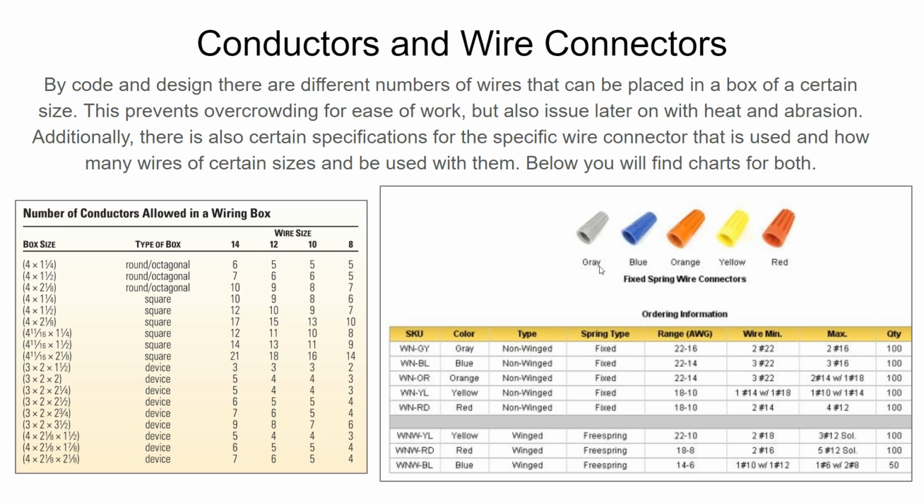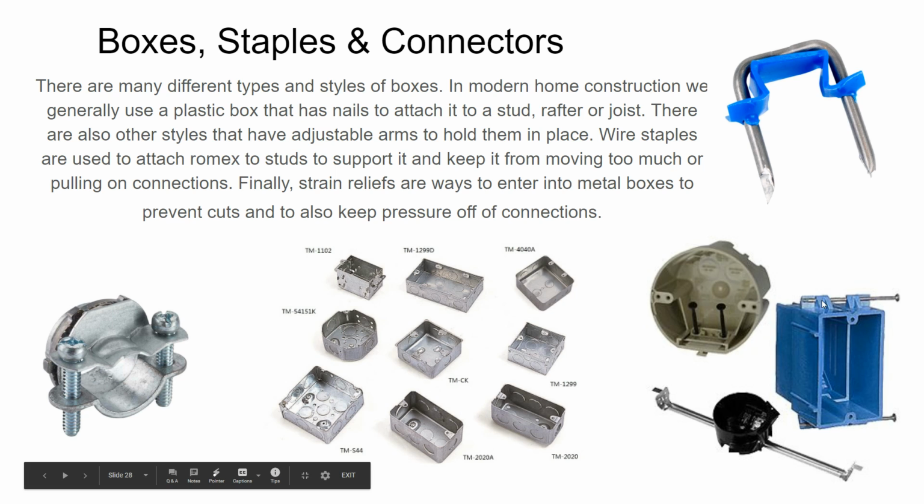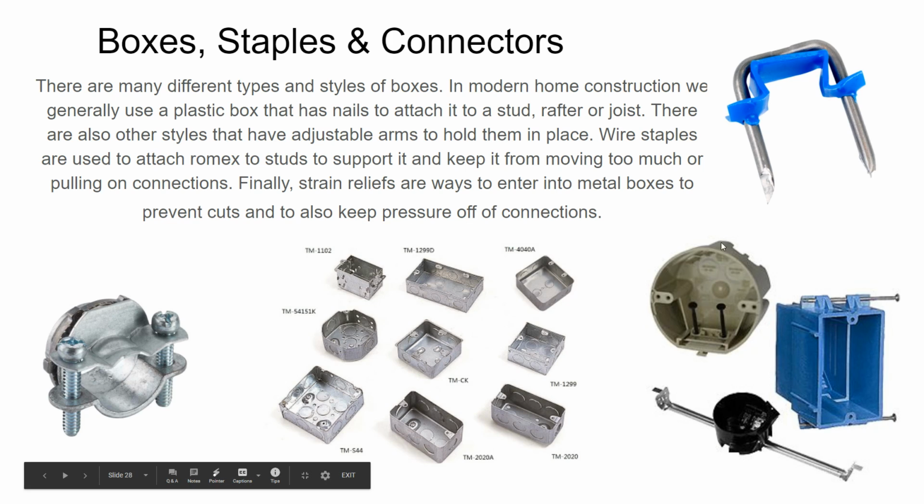Wire nuts: gray, blue, orange, yellow, red. Again, color-coded for their use. It's a chart. Read it. Staples, boxes, connectors. Depending on the application, most construction applications are now using boxes like this. They're using plastic or plasticized boxes. That's normally what you see in residential.